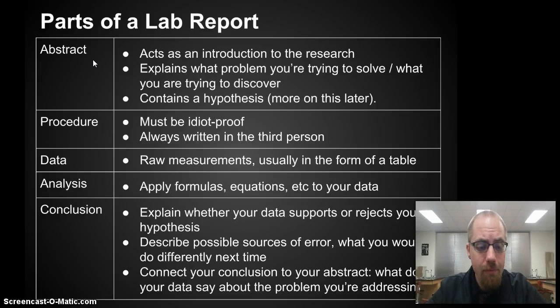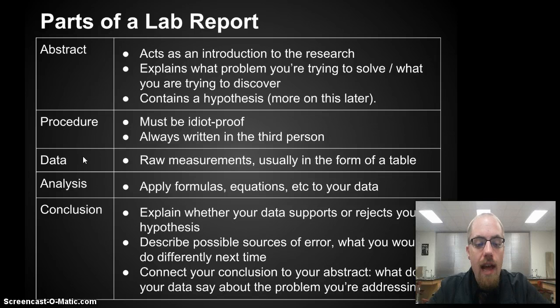The second component is the procedure. Okay, and there are 2 big things about the procedure. First of all, it must always be written in the third person, and it must also be idiot-proof. Okay, and we'll talk more about those in just a second. The third component is the data section, and these are your raw measurements. Usually you can do it in the form of a data table, but sometimes you can create charts and graphs, and we'll look at some examples of those later on as well. But the data is generally what you're writing down as you're measuring things. Whatever you're writing down on a sheet of paper or typing up as you make measurements, that's your data.